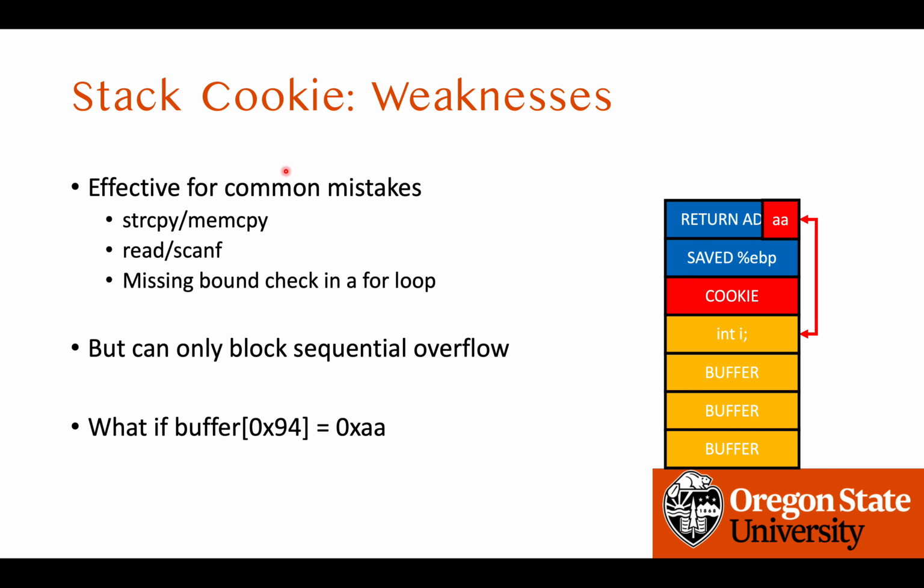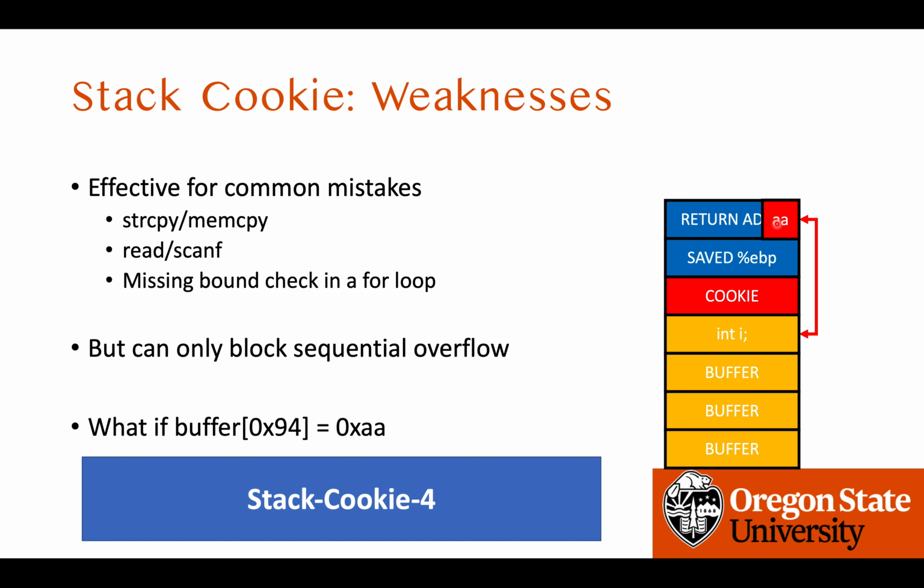So for example, in one of the challenges, stack cookie 4, it has a buffer size 0x80, but if you change the buffer index to 94 or something, then you can directly overwrite the return address. You need to perform this kind of attack in stack cookie 4 without knowing the stack cookie value, not leaking it. You can skip overwriting the stack cookie and directly overwrite the return address to exploit the buffer overflow vulnerability in stack cookie 4.